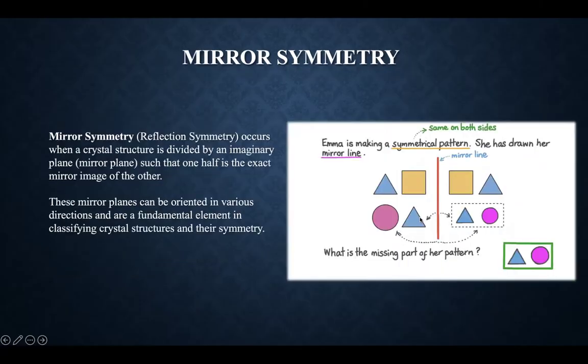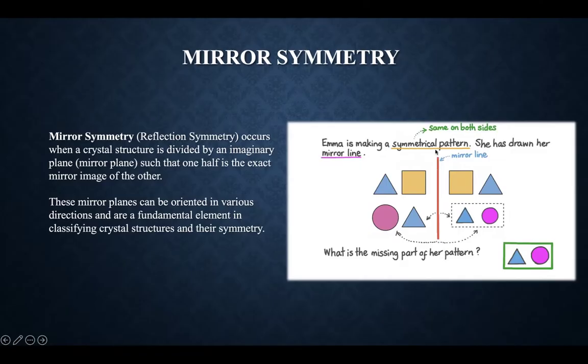Mirror symmetry occurs when a crystal structure is divided by an imaginary plane such that one half is the exact mirror image of the other. These mirror planes can be oriented in various directions and are a fundamental element in classifying crystal structures and their symmetry. You can see some shapes where you can consider a mirror line. Each shape reflects the exact image of the same shape. This is called mirror symmetry.